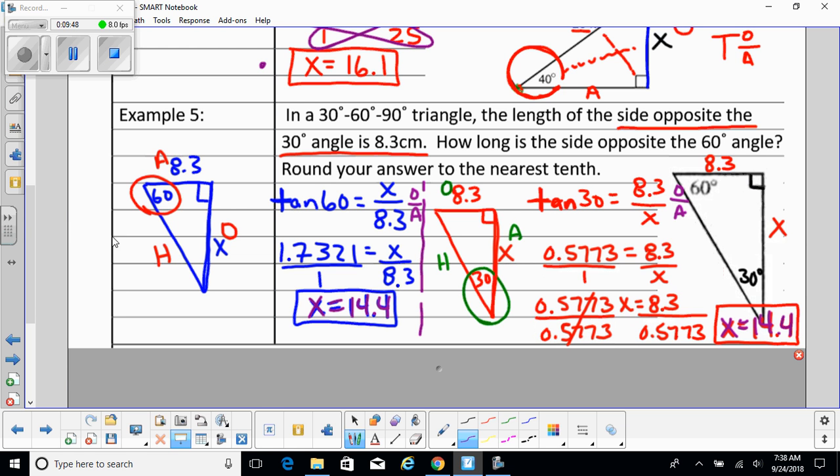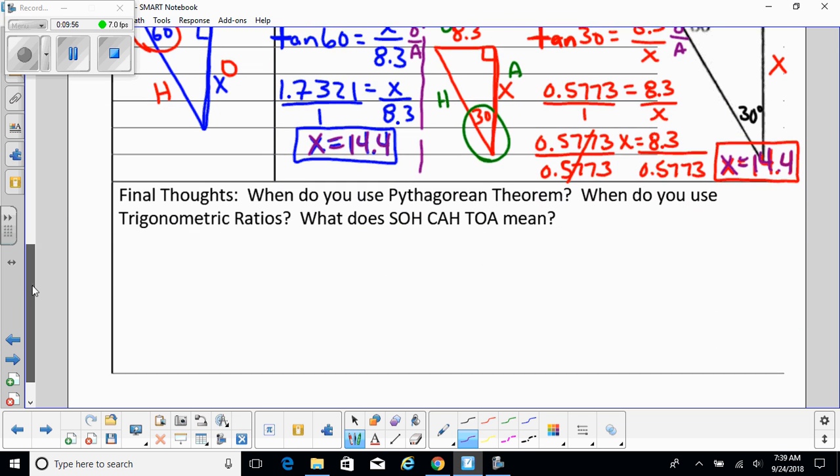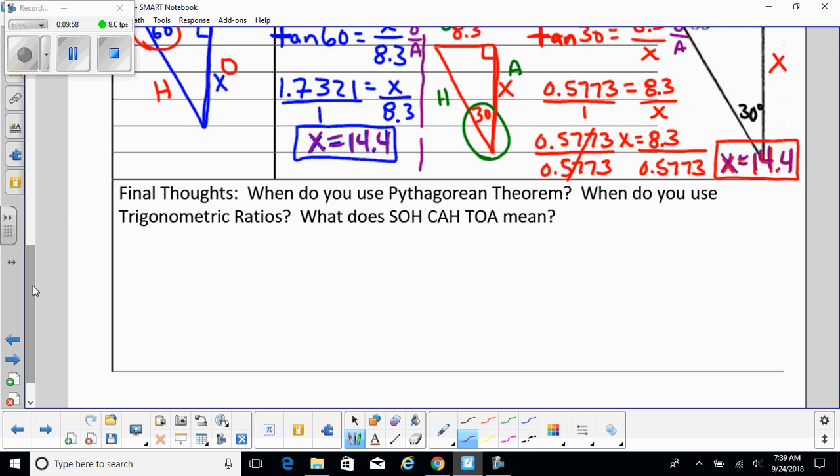All right, finally, there's a little summary here, and I know this isn't something that I often do, but I would like for you, however you want to write this out, final thoughts. When do you use Pythagorean theorem? When do you use trigonometric ratios? What does SOHCAHTOA mean? I don't really care how you write this. It can be a sentence.